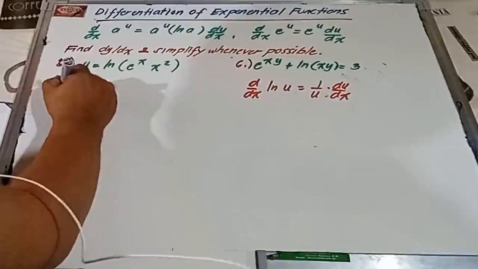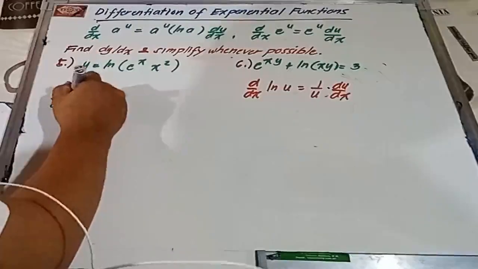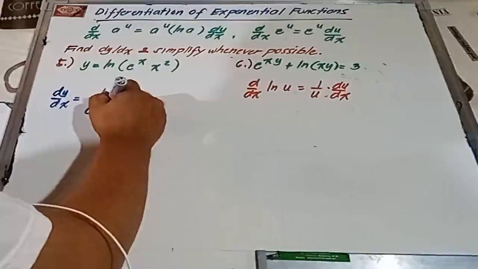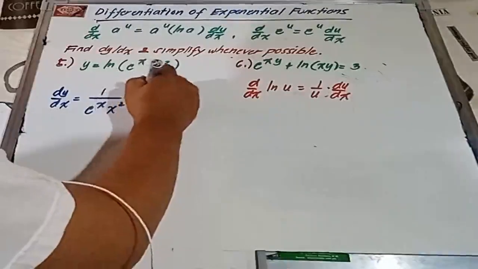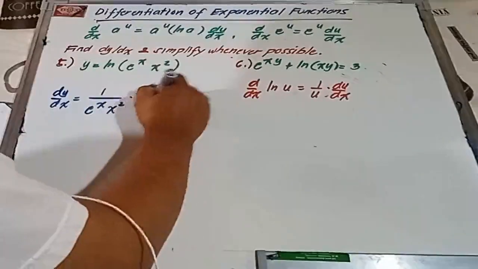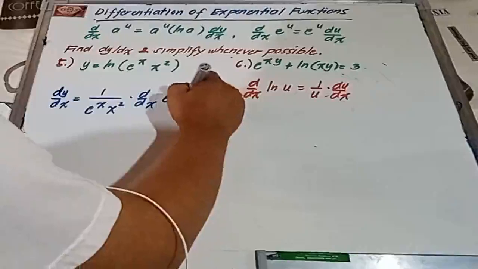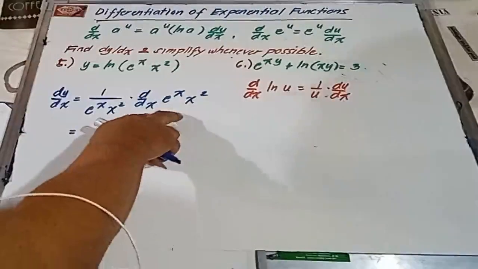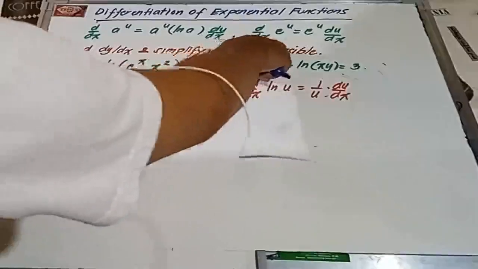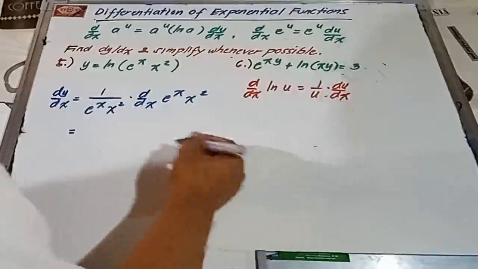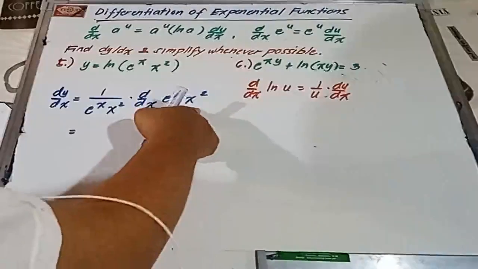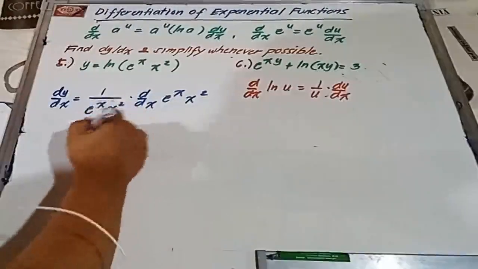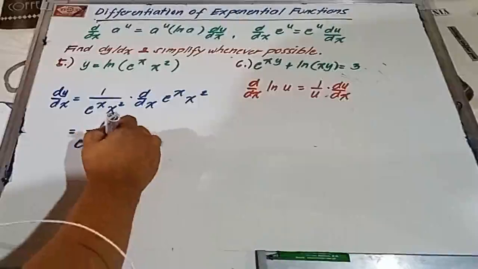We have dy over dx is 1 over e to the x squared times derivative nito. Yan. We have e to the x squared. Yan. So, magpa-product rule tayo dito. Hindi pa rin tayo gagamit ng formula na to. Yung product rule natin is first derivative of the second plus the second derivative of the first. Okay? So, we have 1 over e to the x squared.